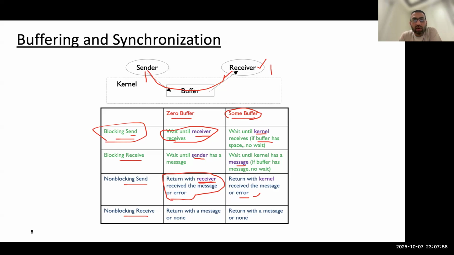The only difference is that when you have zero buffer, the receiver will receive the message from the sender, right? But if you have some buffer available, it will pick the message from the buffer, right? So in both cases, it will return immediately.